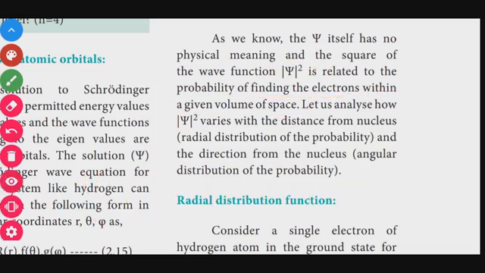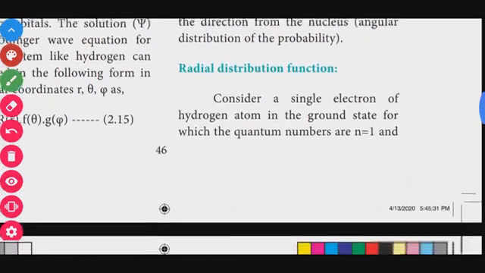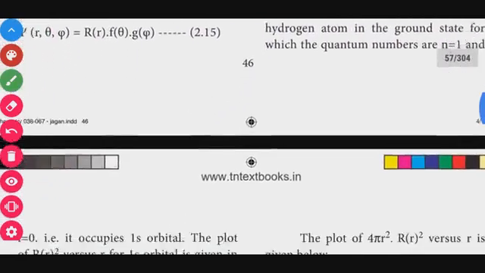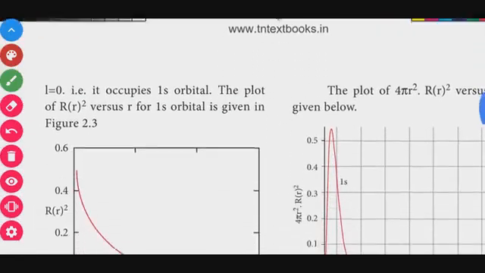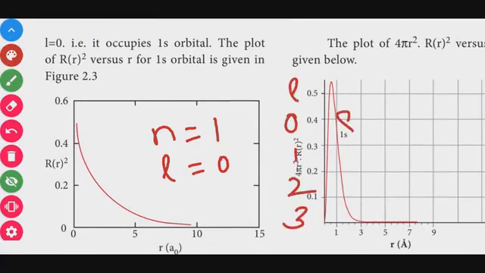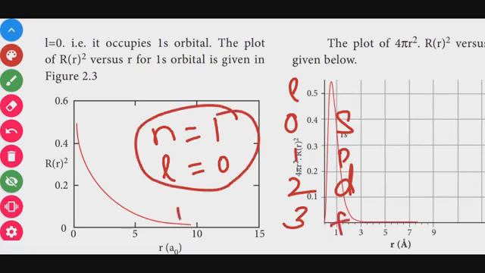Radial distribution of the probability and the direction from the nucleus, distance direction எப்படி vary ஆகுது, இத மட்டும் நம்ம இப்ப பார்க்க போறோம். Okay, first, radial distribution function. Consider a single electron of hydrogen atom in the ground state in which the quantum numbers are n equal to 1 and l equal to 0. It occupies the 1s orbital. l equal to 0, 1, 2, 3 will be s, p, d, f. So n equal to 1, l equal to 0 is the 1s orbital.